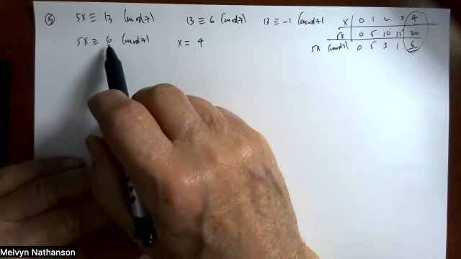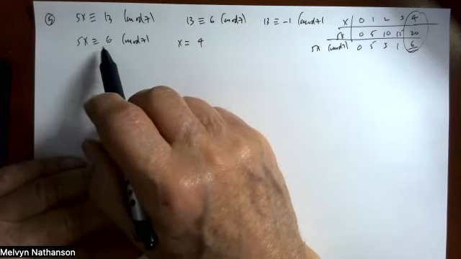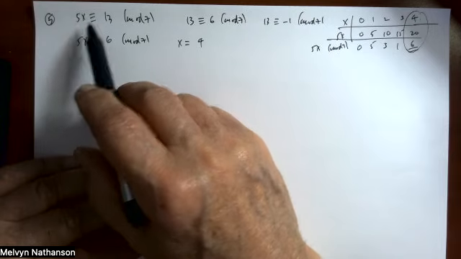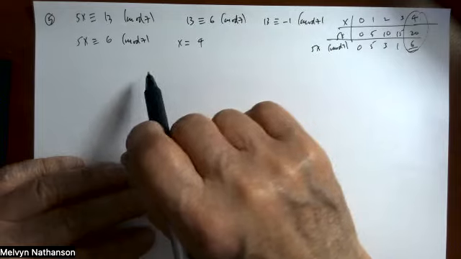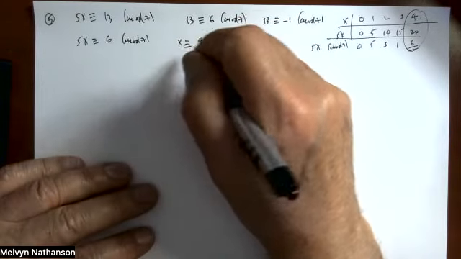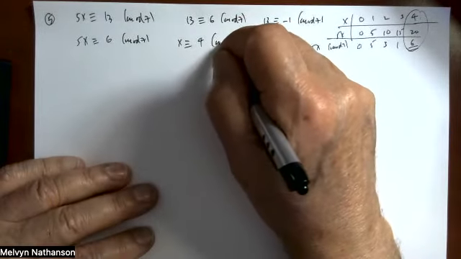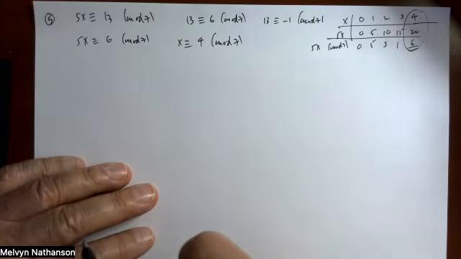20 minus 6 is 14. Or if we looked at this, 20 minus 13 is 7. They're both divisible by 7. So 4 is the solution. And in fact, all solutions are all x congruent to 4 mod 7.